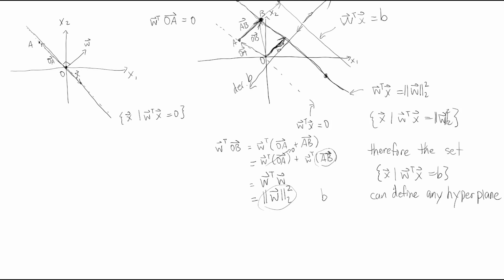The shift up and down is the translation. B gives us the translation, and then the vector W gives us the orientation, because the line is always going to be perpendicular to W.